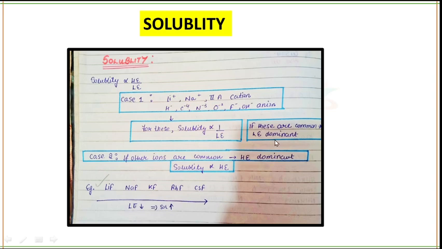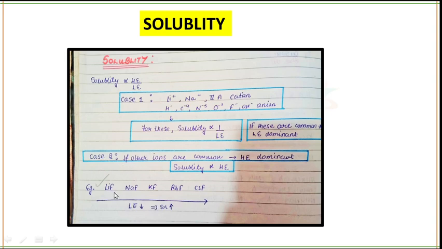If these ions are common, then lattice energy will be dominant. For the rest of the ions, hydration enthalpy will be dominant and solubility will follow a relationship with hydration energy. That is, solubility is directly proportional to hydration enthalpy. You can understand this concept with the following example. You are given a series: lithium fluoride, sodium fluoride, potassium fluoride, rubidium fluoride and cesium fluoride. You need to tell the order of solubility.